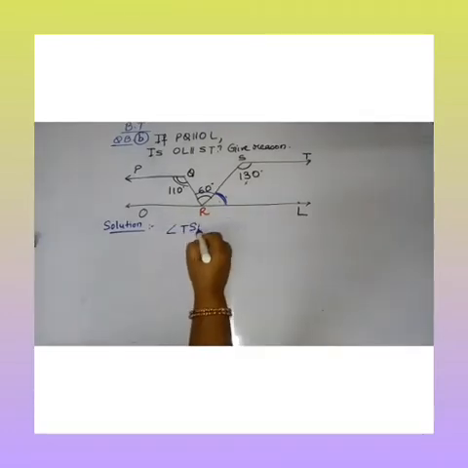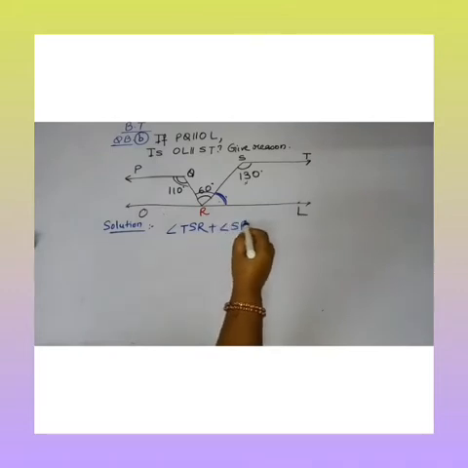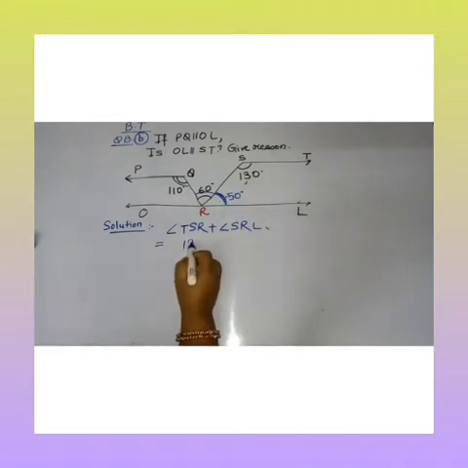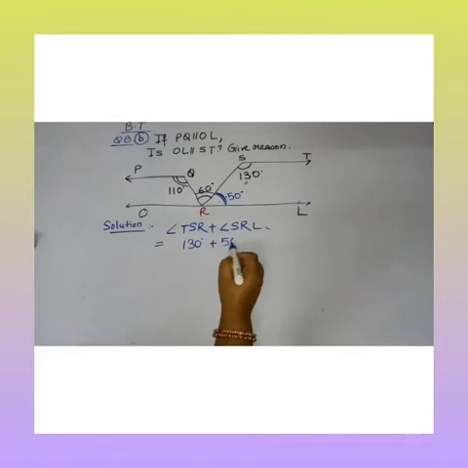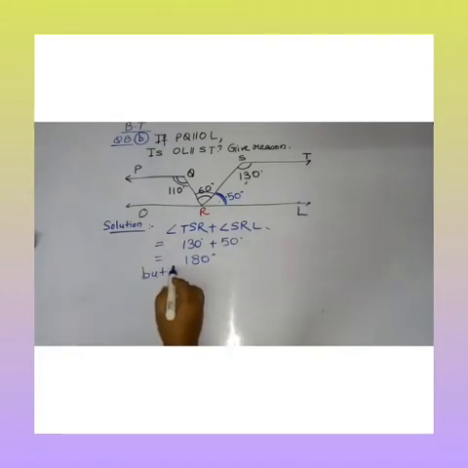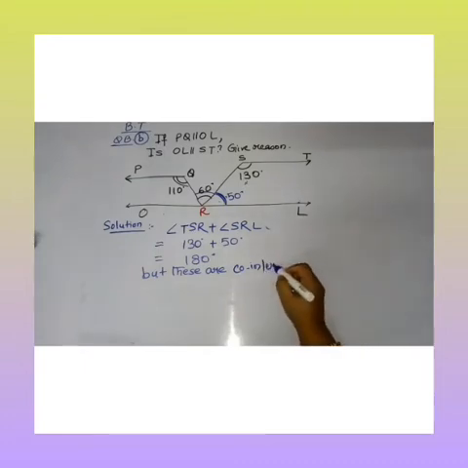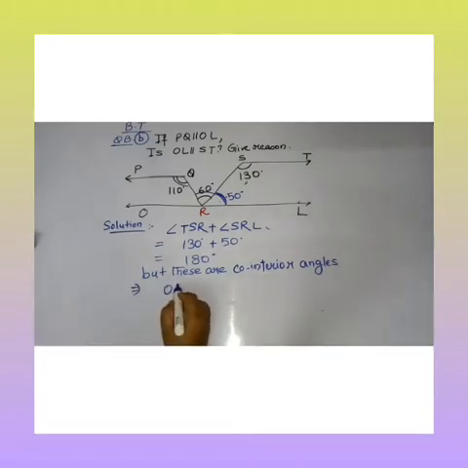angle TSR plus angle SRL is equal to 130 degree plus 50 degree, that is 180 degree. But these are co-interior angles. And therefore we can say that OL is parallel to ST.